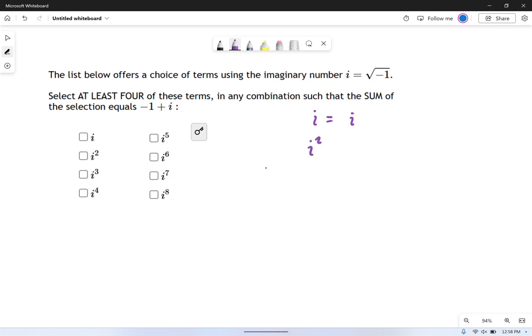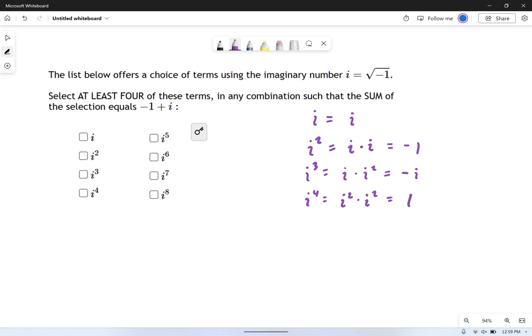And i squared is equal to i times i. Because it's the square root of -1, any square root times itself is just the radicand. So i times i is -1. Okay, well that's interesting. i cubed is simply i times i squared, which means this becomes -1 times i, or in other words, -i.